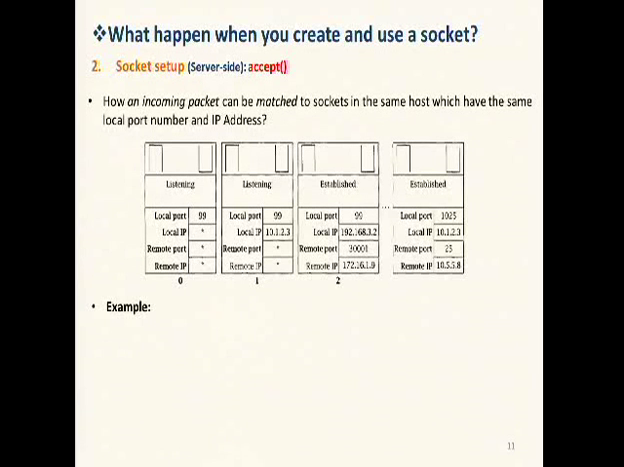Then we have two established connections. Can you tell me socket number 2 was created by which listening socket? Can you look at it? This one is in an established state. It means it was created by either one of these. So who's responsible for that?